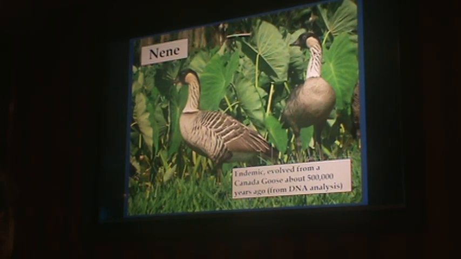Here's a bird. This is endemic, only found on the islands of Hawaii. You can look for these. These are nene. Talked a little bit about these yesterday or the day before. They evolved from the Canada goose.